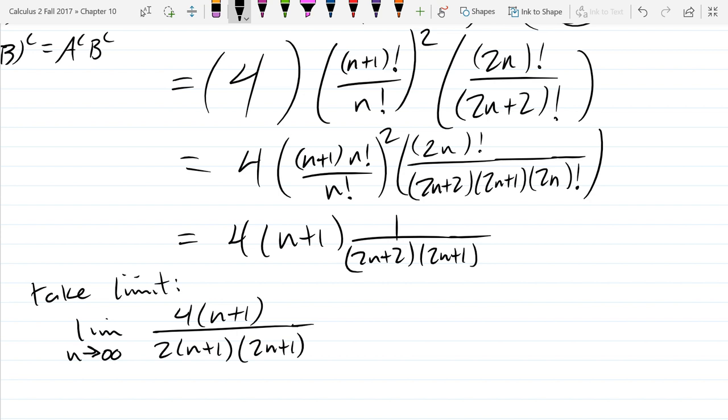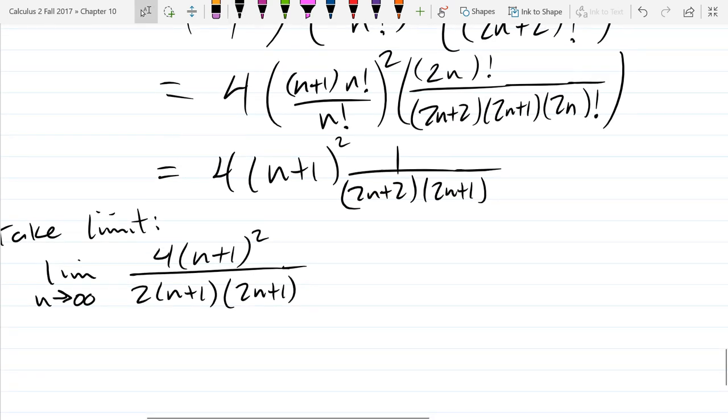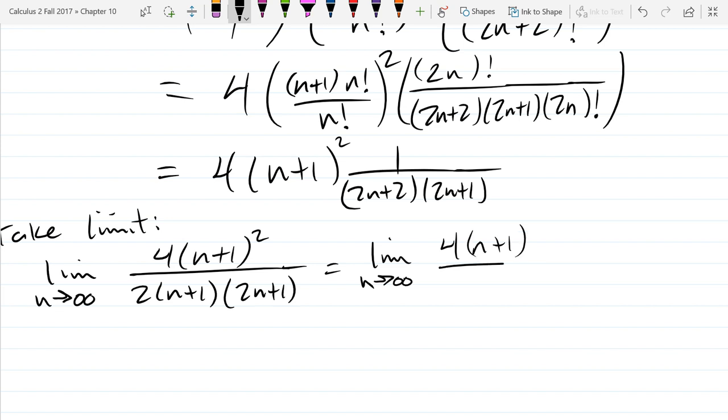Where did the squared go? Oh, that's a good question. Right there. See? Okay, I was just making sure. I was like, I don't know what that step was. It just evaporated. So I'm going to cancel one of the n plus 1s. And that 4 divided by 2 is just 2.